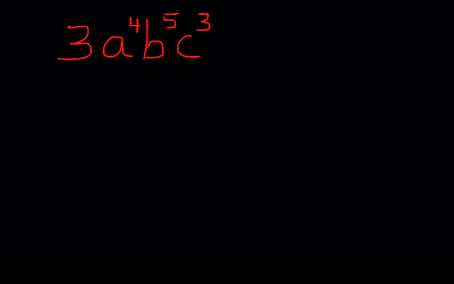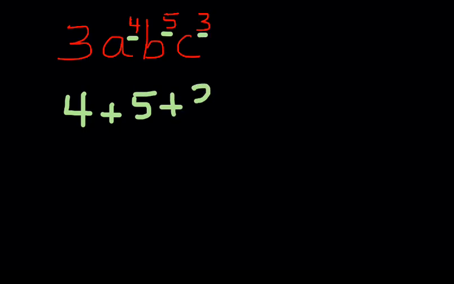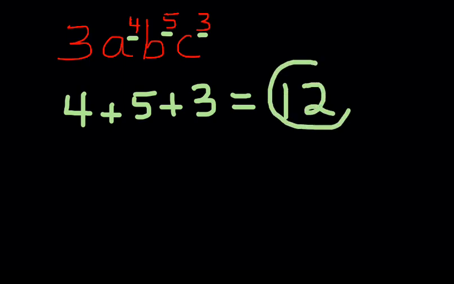Sometimes a polynomial will have more than one variable, and in this case, this is a monomial. It only has one big long term. So in this case, we have to add up all of the values of the exponent. So in this case, the a has an exponent of 4, the b has an exponent of 5, and the c has an exponent of 3. So we add all of those exponents together. 4 plus 5, which is 9, plus 3 is 12. This polynomial has a degree of 12. It is a monomial, one term, but it's still classified as a polynomial, degree 12.